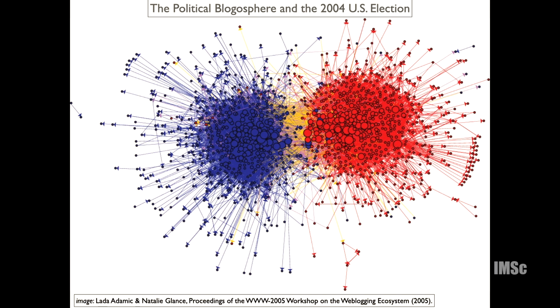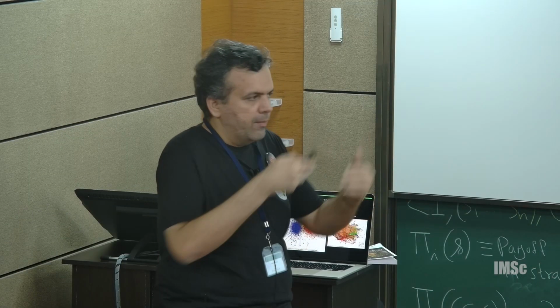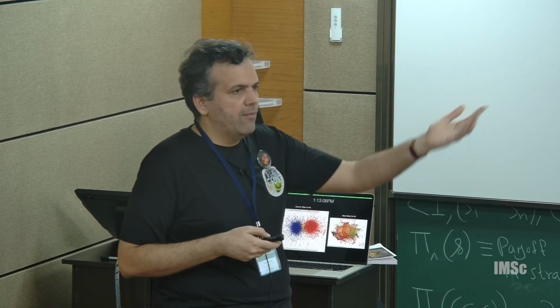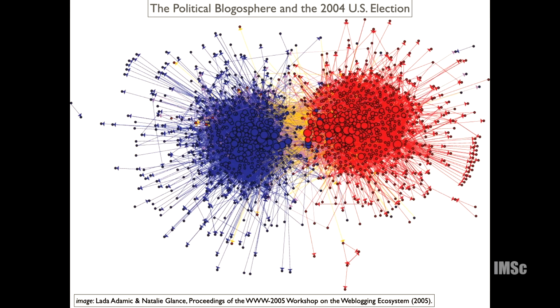This was a very striking example from one of the early days of the blogosphere, where blogs are places people can post their thoughts and opinions, and then they can have links to other blogs from across the spectrum. And here they're specifically focusing on political blogs.